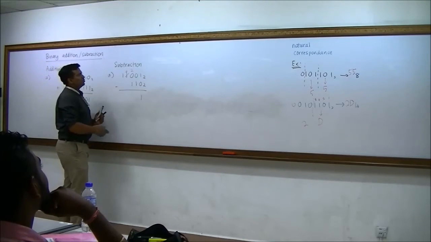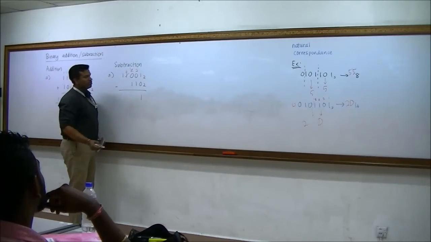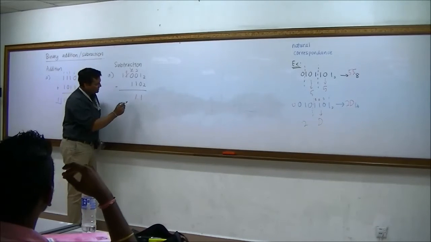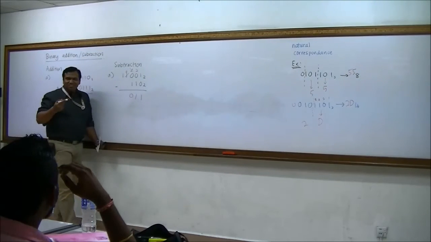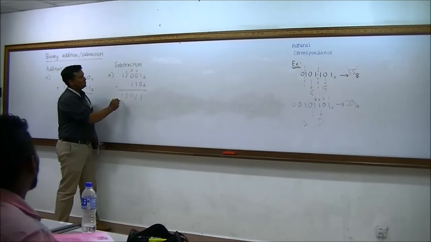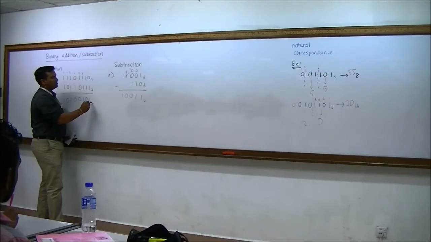Yes. So now you borrow 2. This guy needs to borrow from here. So you have 1, how much are you borrowing? 2. So 2 minus 1? 1 minus 0? 1 minus 1? My brain works faster than my mouth, you know. Then this one is 0, this is 1. So this is the answer. Any questions so far?